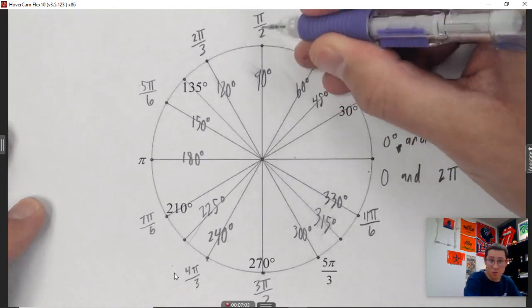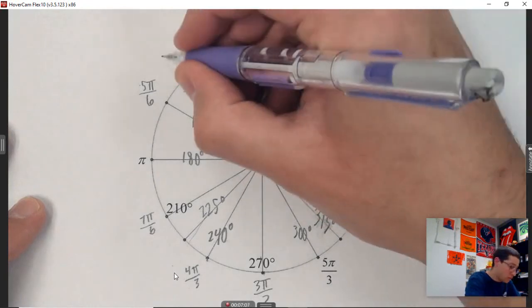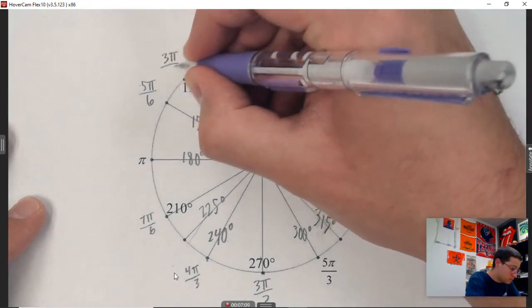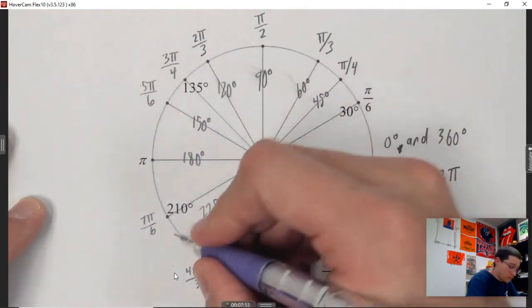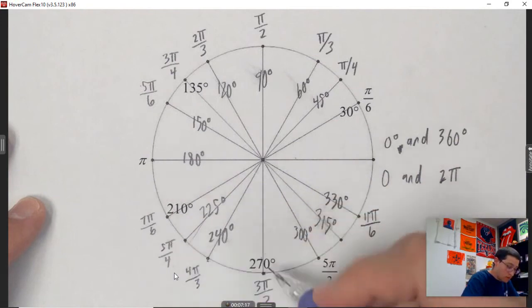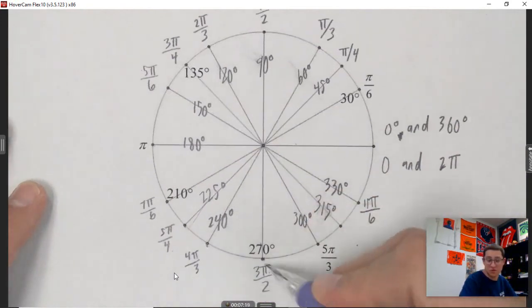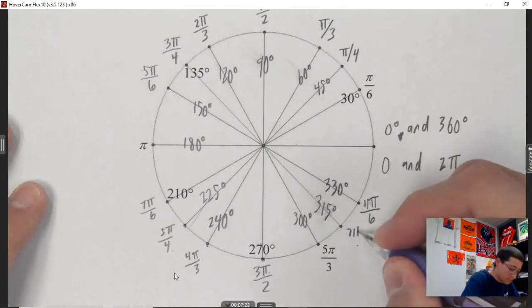Okay, that's 2 pi over 4. That converts. So 2 pi over 4. Here we are at 3 pi over 4. Adding 4 pi over 4. 5 pi over 4. 6 pi over 4, but that converts to 3 pi over 2. Okay. 7 pi over 4. And that's it.